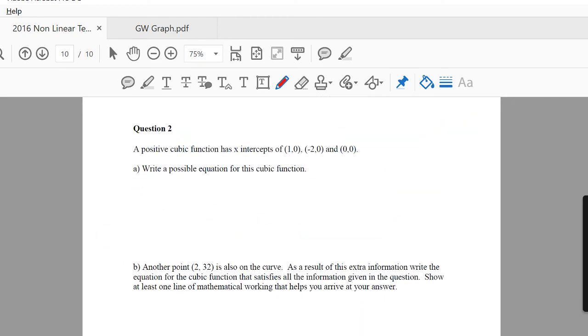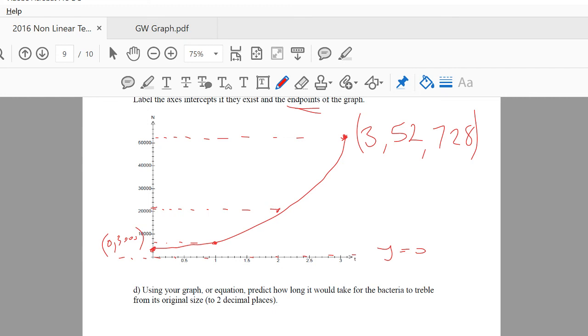Okay, now using your graph or an equation, let's see if we can get that question up. There it is. Predict how long it will take for the bacteria to treble from its original size. So what was its original size? Its original size was 3,000. So we want to know where 9,000 is roughly going to be. So let's actually work away. 9,000 is going to be about there. I'm guessing somewhere about 1.3 years. That's using my graph.